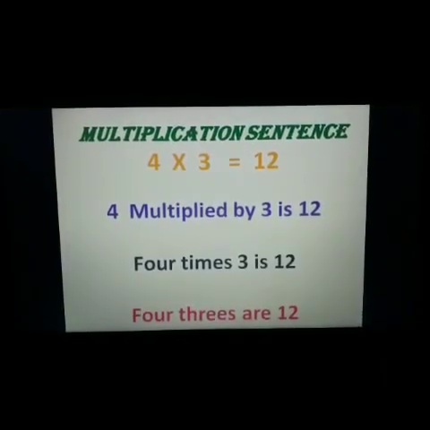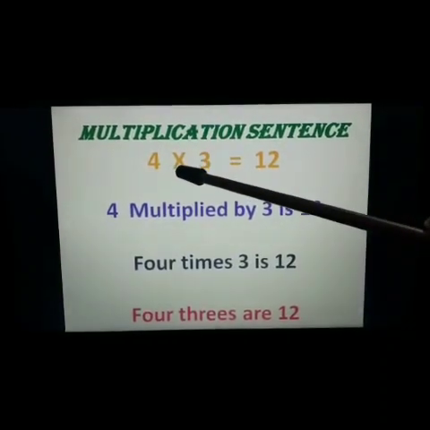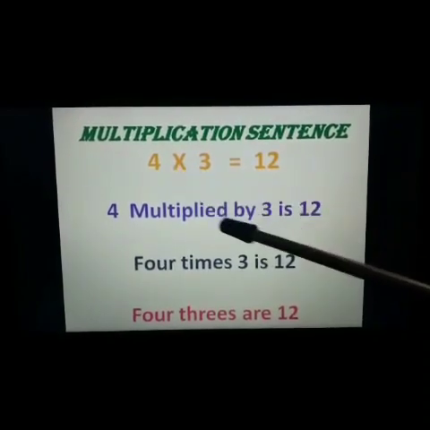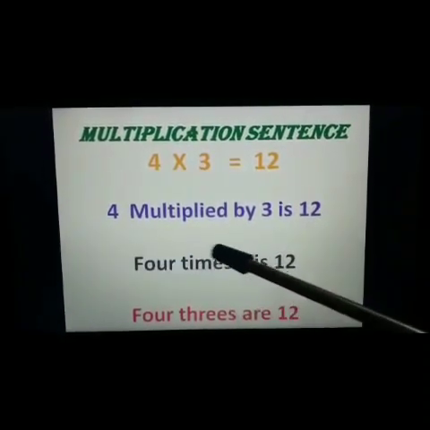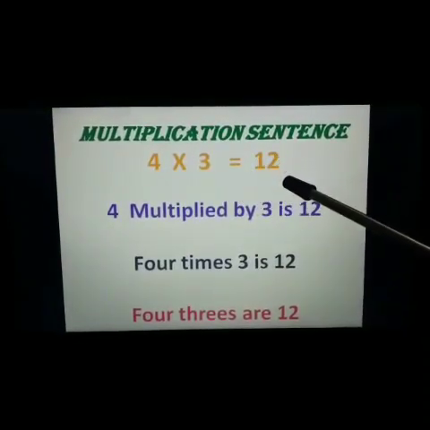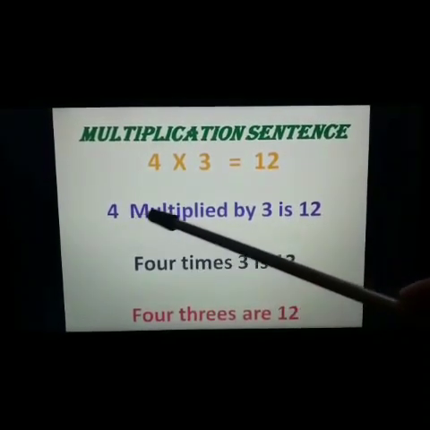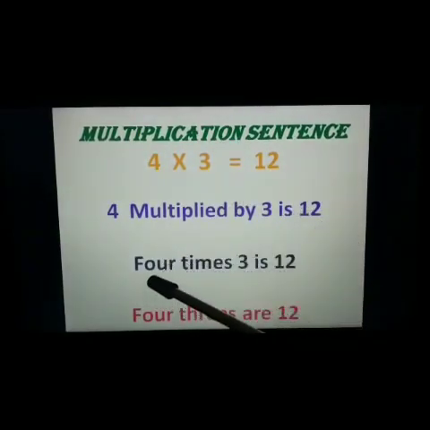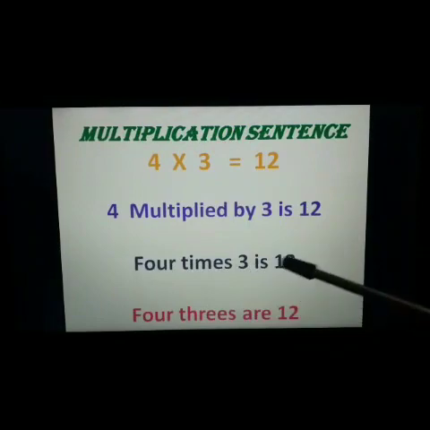Let's use the multiplication symbol to write the statement. This is called the multiplication symbol, multiply. Now, it can be read as 4 into 3 is equal to 12, or 4 multiplied by 3 is 12, or 4 times 3 is 12, or 4 3s are 12.